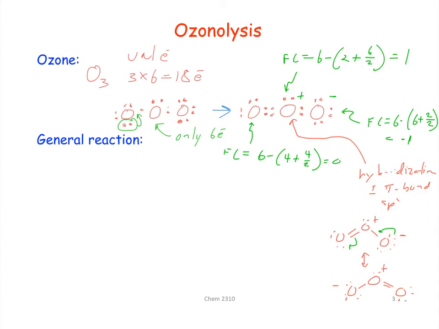Okay, so what kind of a reaction takes place here? What's going to happen is we're going to have a carbon-carbon double bond, and we're going to add to it ozone. And what we're going to get in general is two different molecules. So we're going to cleave that carbon-carbon double bond, and we're going to form two carbonyl compounds.